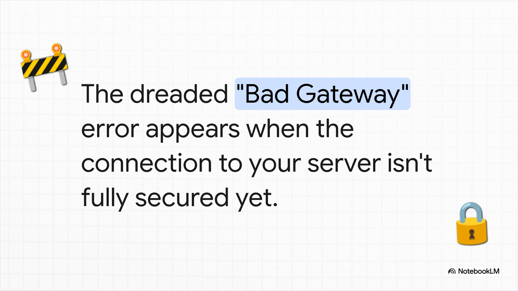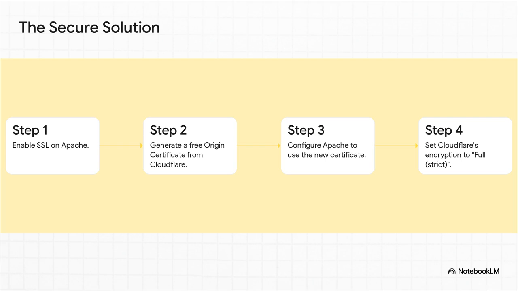The moment you try to lock things down for maximum security, you'll probably run into this, the dreaded bad gateway error. It's frustrating, but what it means is pretty simple. Using our mailbox analogy, it means your users can securely get to the mailbox, but the secret tunnel leading back to your house isn't properly locked on your end yet. We need to secure the whole path. And here's how we fix that.